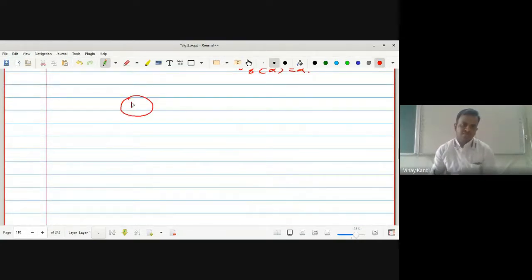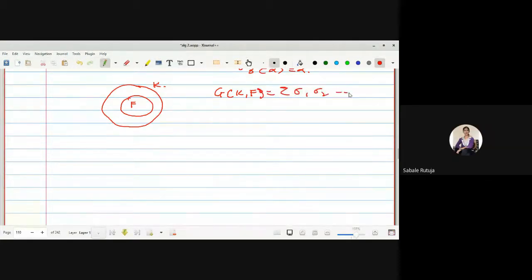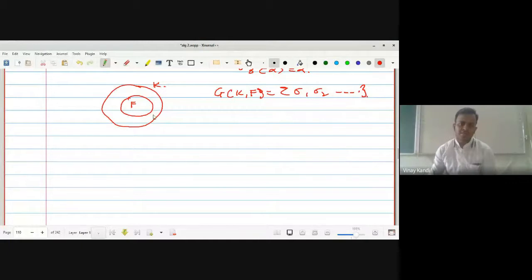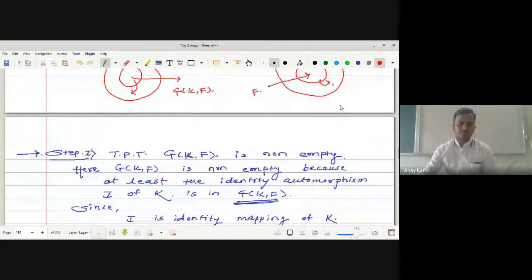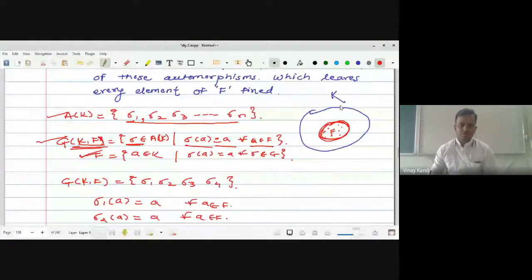This one is F, this one is K. What is GKF? Any subfield of K. Okay, what is GKF? It contains the subgroup of sigma 1, 2. Okay, what is it doing? It is fixing every element of this F. Is it correct? For all sigma, sigma of alpha, sigma i of alpha is equal to alpha for all alpha belongs to F. Okay, by the definition of GKF. Look at here. Okay, for all, this is the definition of GKF.